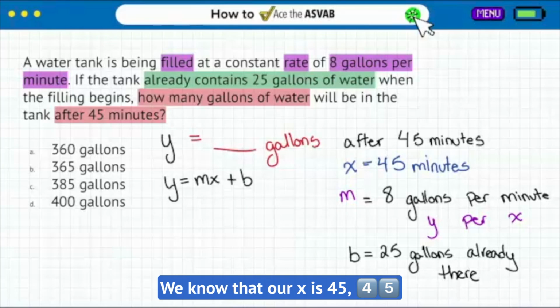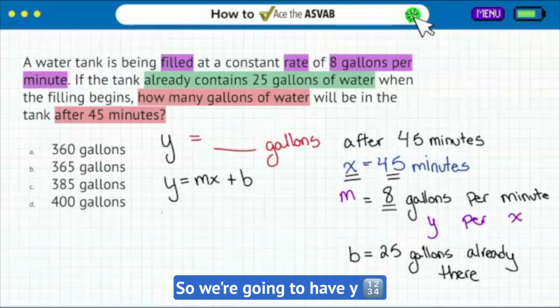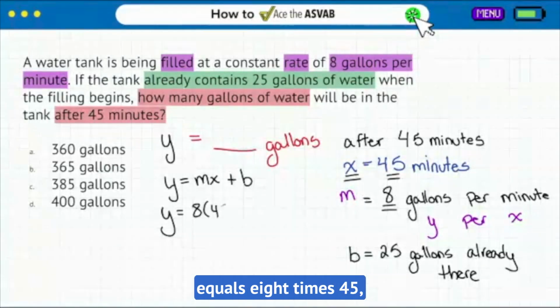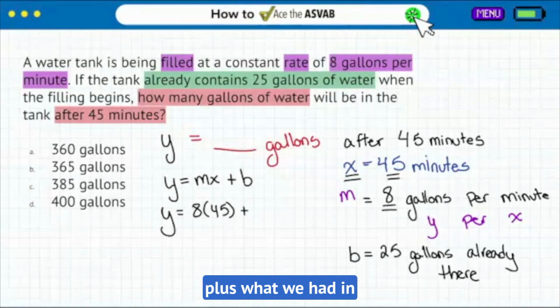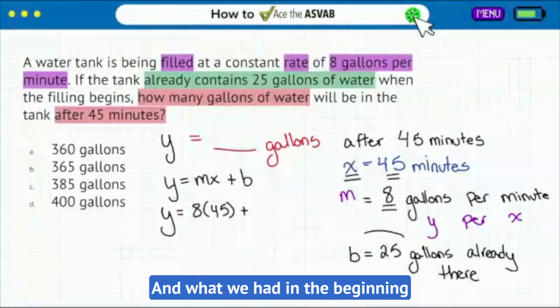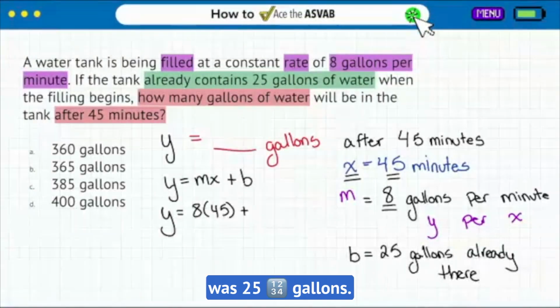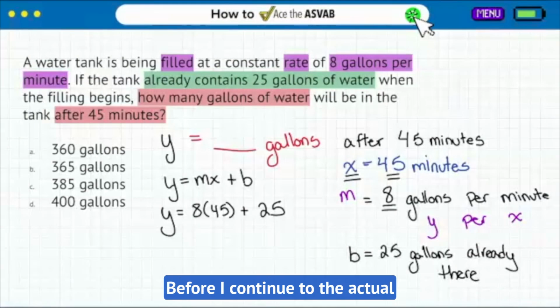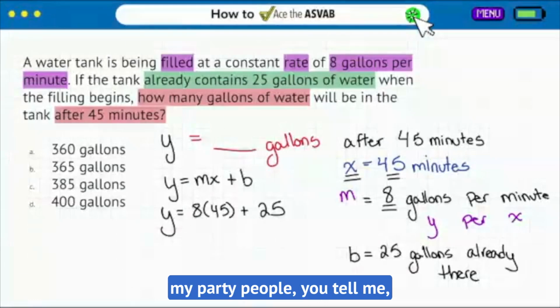That's great. We know that our x is 45, our m is 8. So we're going to have y equals 8 times 45 plus what we had in the beginning. And what we had in the beginning was 25 gallons. Boom.